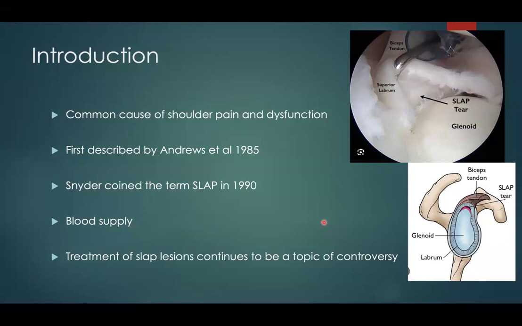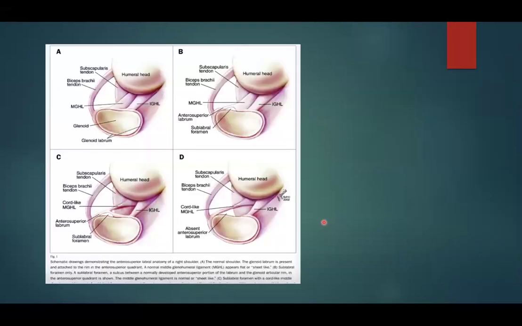The treatment of SLAP lesions continues to be a topic of controversy. Before going through SLAP, we would like to see the common variants of the glenoid labrum. The image B, as you can see here, is known as sublabral foramen. A sublabral foramen is simply a focal detachment of the anterosuperior labrum from the underlying glenoid and constitutes a normal variant of labrum. On imaging, it might be confused with a SLAP lesion or anterior labral tear. Whereas image D is known as the Buford complex, a congenital glenoid labrum variant wherein the anterosuperior labrum is absent in the 1 to 3 o'clock position and the middle glenohumeral ligament is thickened. And image C is a combination of B and D.